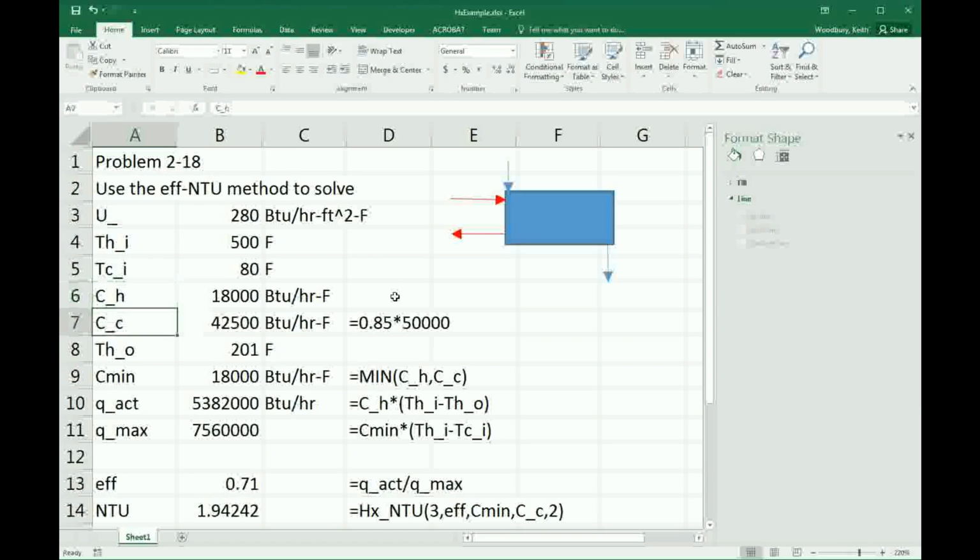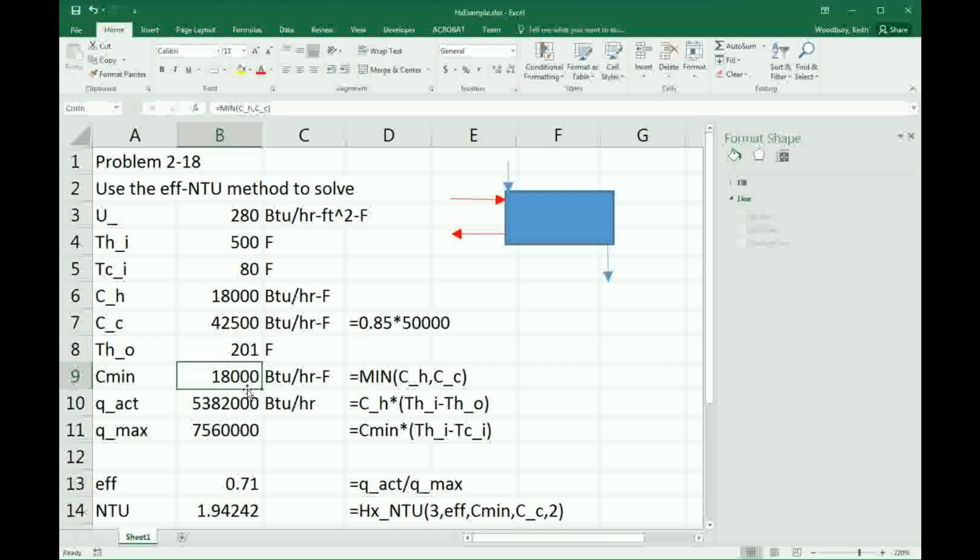And so the given information is here. So the first order of business is to find out which of the two fluids is the minimum fluid. By minimum fluid, we mean the one that has the smallest capacitance, m dot c sub p. So of course we can look and see that the hot water has the smaller value of capital C. C_H is the smaller number, and we see that here.